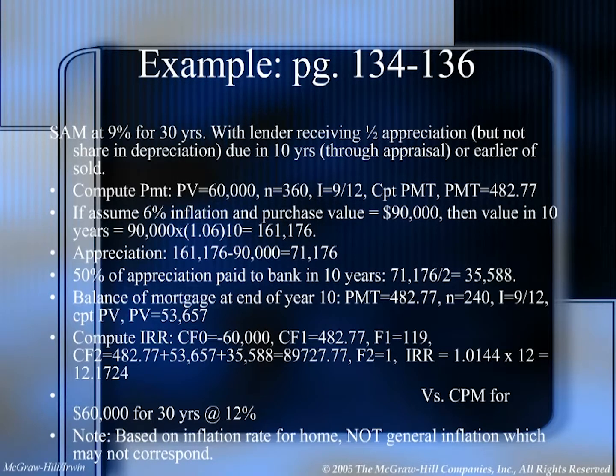So we'll look at an example. We've got a SAM, 9%, 30 years, and the lender agrees to receive half of the appreciation, but they don't share in the depreciation, as far as that goes for tax purposes and so on. It's due in 10 years, either through an appraisal at that point or if it's sold at any point earlier than that. So if it's sold after 5 years, they get half of the appreciation at that point of whatever they sold it at. But again, they don't share in the depreciation. So if the house went down in value, they wouldn't share in it.